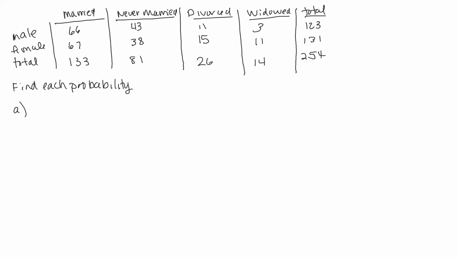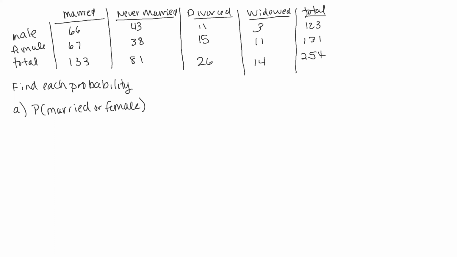The first probability we want to look at is the probability that somebody is married or female. Now on this problem, the directions do not specify if we're supposed to do a fraction or a decimal, so we're going to represent our answer in both ways, okay? But first, let's decide if the married or the female would be mutually exclusive events.